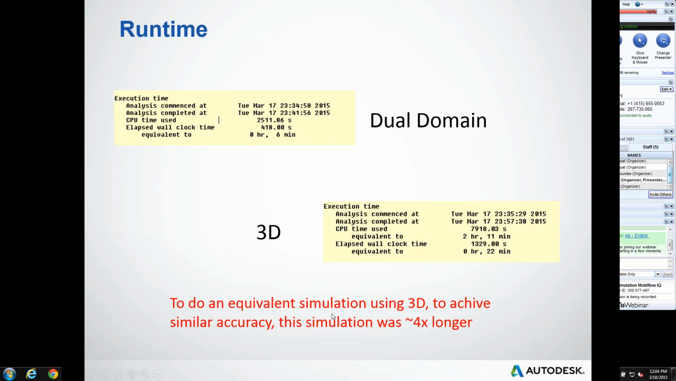You notice it's about 4 times longer to do the 3D mesh to get the same type of accuracy. On a part that was this small, it took me about 6 minutes with dual domain to run. It took me about 22 minutes with 3D. So you can imagine what we're talking about when we start getting into bigger and bigger models, right? So if I can achieve the same level of accuracy using dual domain, or within a good tolerance value, it's advantageous to me to start making decisions early in the process by using that same type of dual domain model.